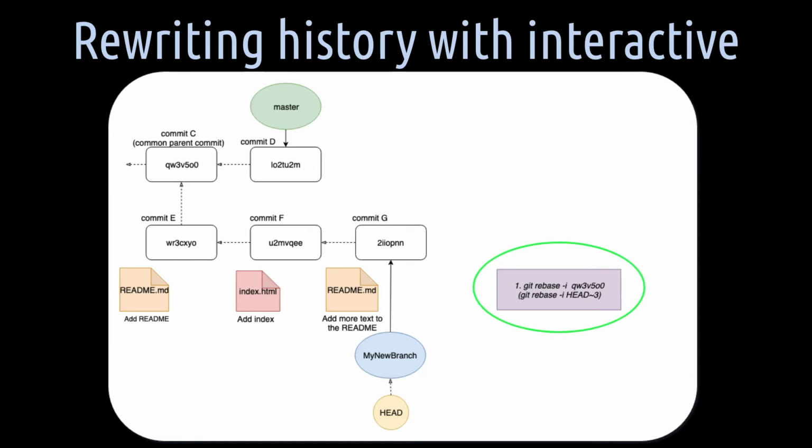To change the 3 commits on the MyNew branch, we want to rebase them onto their parent commit C. That is the commit just before all these 3. We can reference commit C either directly by its commit hash by writing git rebase -i followed by the hash value, or by writing git rebase -i HEAD~3. HEAD~3 means the 3rd commit from the commit where the HEAD is pointing to.